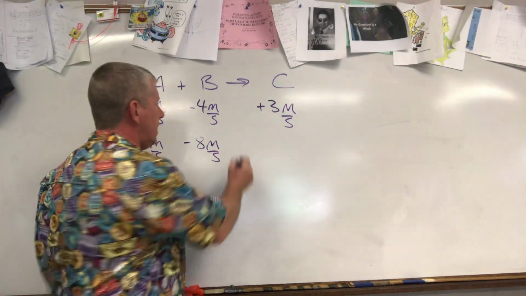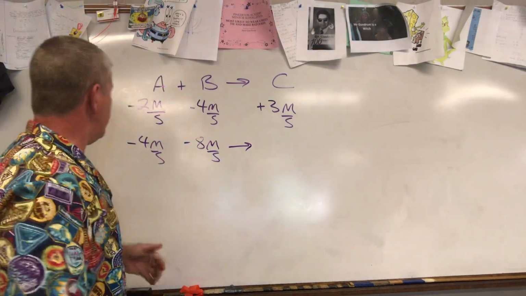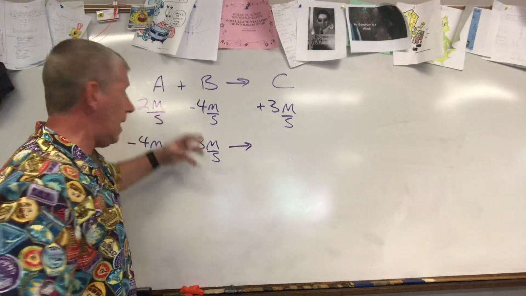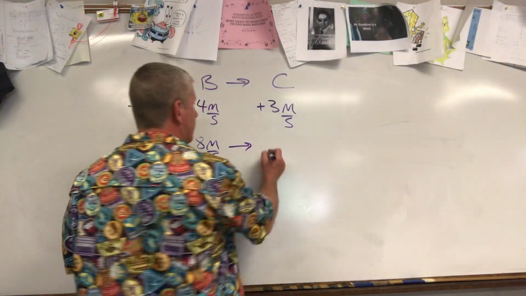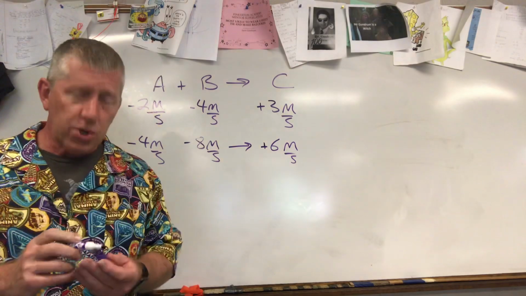What about this over here? How much of this are we now producing per second? Well, if we doubled the consumption of these, meaning that we're doubling how much we're losing here, we must be doubling how much we're gaining here. This must be going up to a production rate of 6 molar per second. That's what's called reaction kinetics.